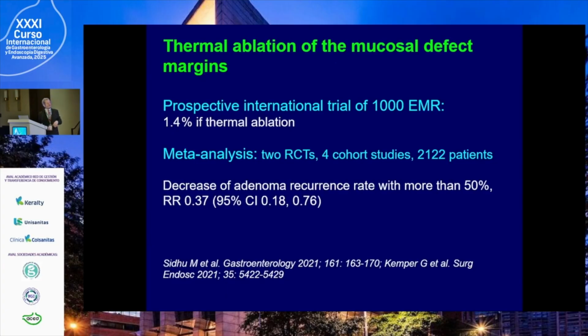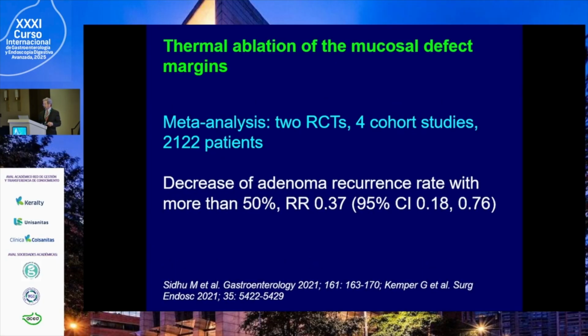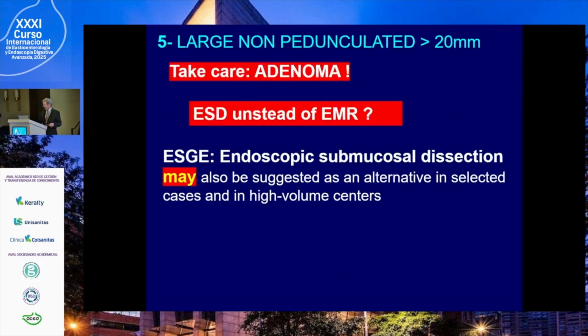And there was a prospective trial of 1,000 EMR, okay? And you see in the meta-analysis a decrease of adenoma recurrence rate of more than 50%. So that's why we recommend to destroy the margin with ablation. And in another meta-analysis, you see more than 2,000 patients and a decrease of adenoma recurrence.